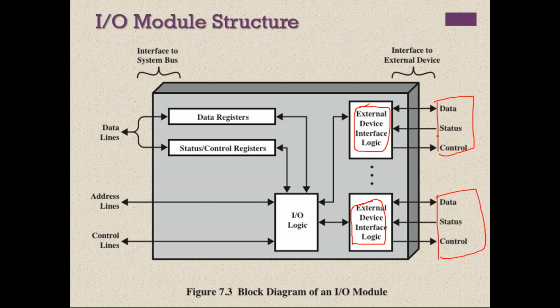Again there are three lines between the IO device and this external device interface logic. What are they? Data, status, and control. Data is used for transferring data to that particular IO device, or to receive data from the IO device. Status is to know the status of that device, whether the device is ready for communication or is it busy. Control is used to send control signals, like what operation should be performed on the device, whether you want to perform a read operation or write operation. These two are the commonly used control signals. So this is the general block diagram of an IO module.